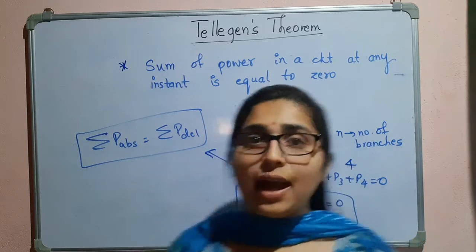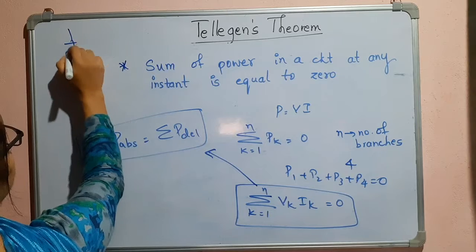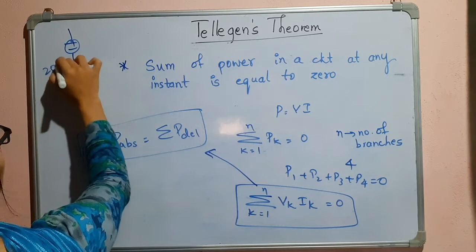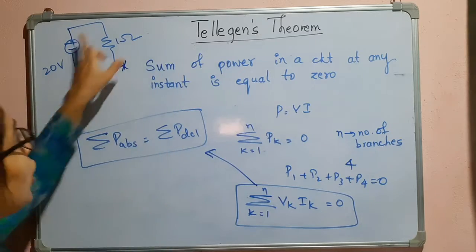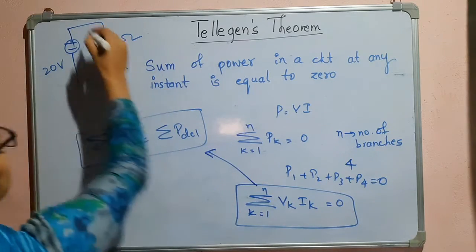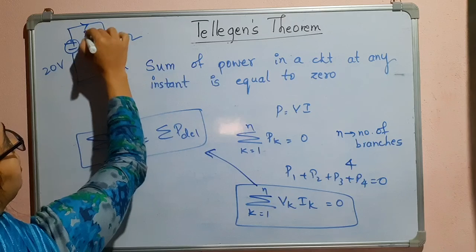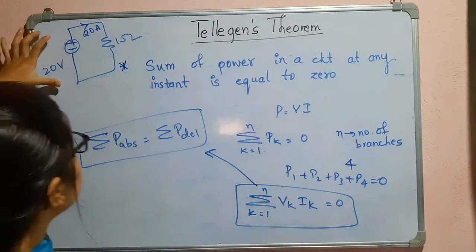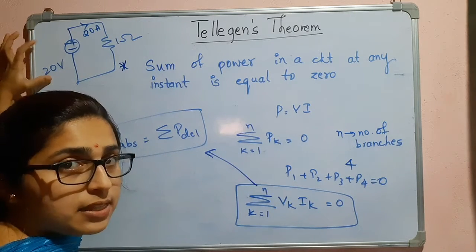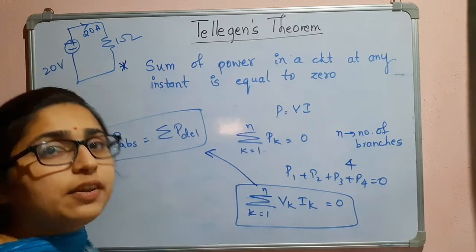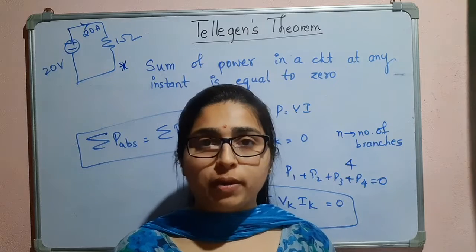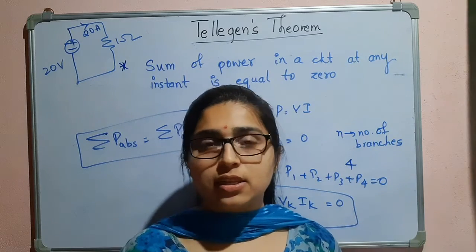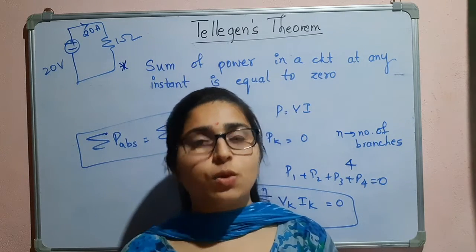So, if I have only a voltage source and a resistor like this, say this is a 20 volt source and this is a 1 ohm resistor, what will be the current in the circuit? The current in the circuit will be 20 amperes, right? So, what is the power delivered? We can say that this voltage source is delivering the power. I have already told about the conventions in one of my videos and I will provide that link in the description. If you don't know that, please go and watch it.